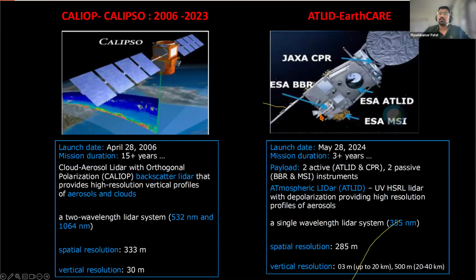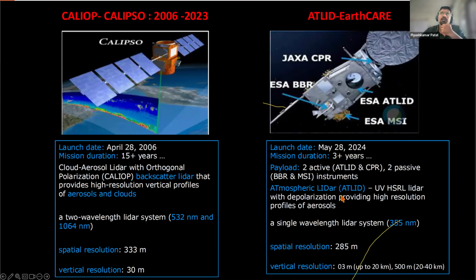Now, after Calypso, very recently, last year, another LiDAR was launched, called ATLID, the atmospheric LiDAR, which is installed in EarthCARE. EarthCARE is a satellite launched by ESA, and KNMI is another institute in the Netherlands. EarthCARE is the satellite by ESA, but ATLID is developed at KNMI. And it was launched in 2024.